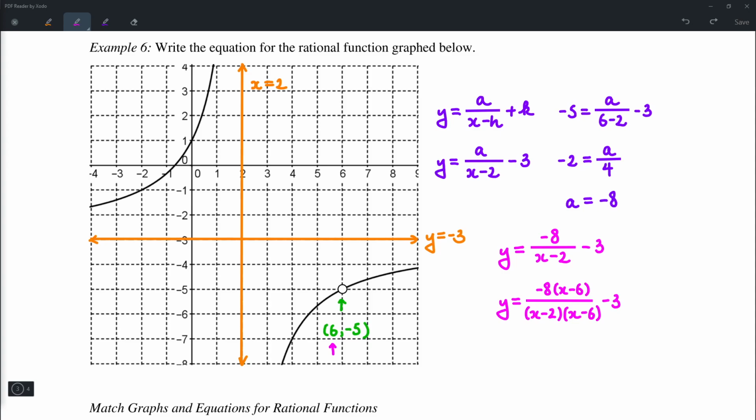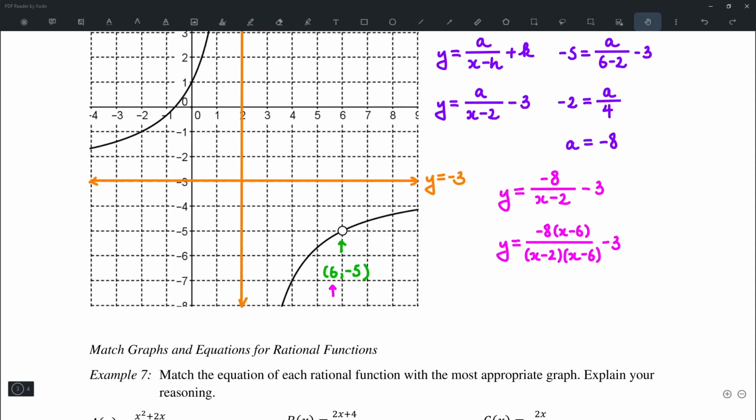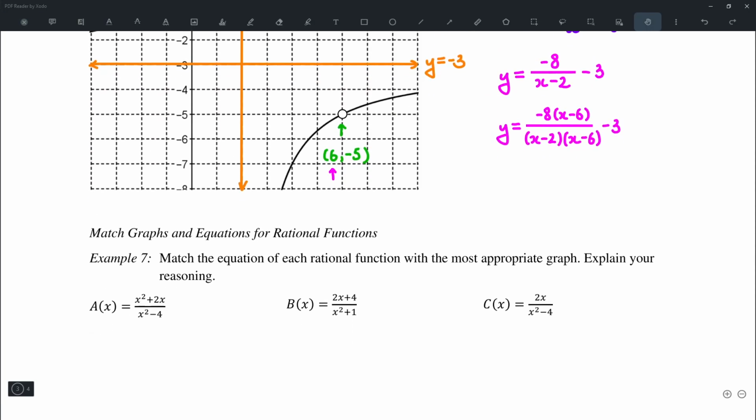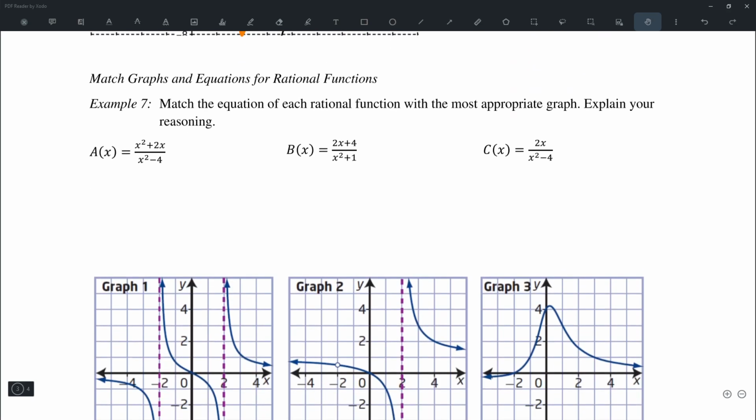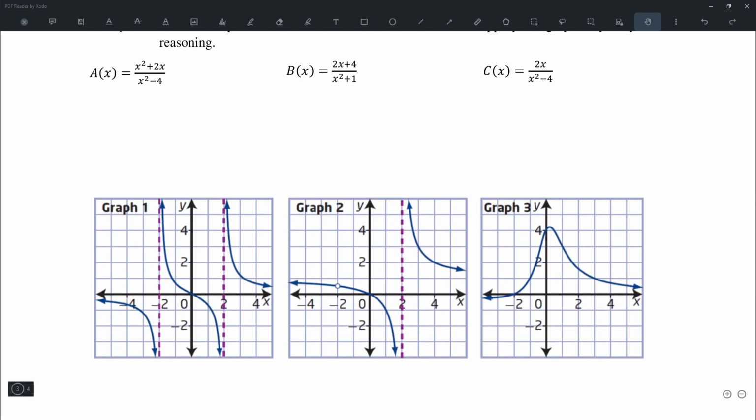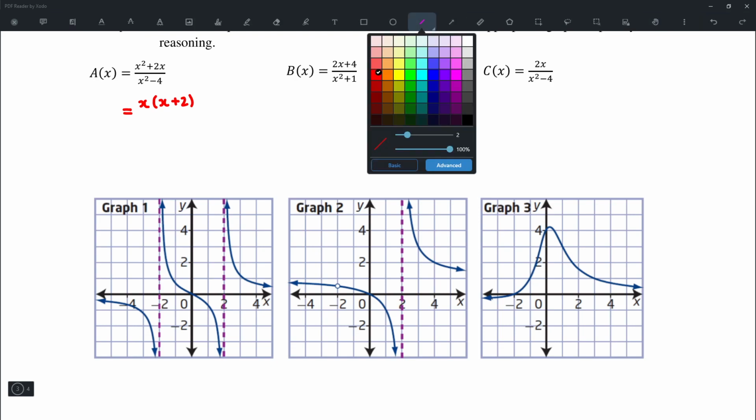So in the next example, we are looking at matching graphs and equations for rational functions. To do that, what we can look at is to factor each function. So for a of x, we can factor out x in the numerator and factor the difference of squares in the denominator.